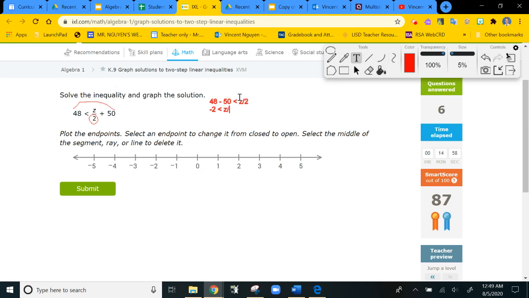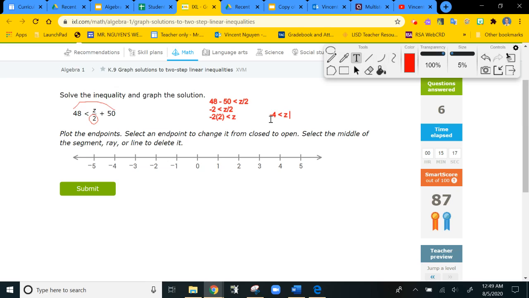And then z divided by 2. Now I'm going to multiply by 2. So negative 2 times 2, because I have to multiply to get the 2 to the other side. And so what is that? That's going to be negative 4, right? Negative 4 is less than z.